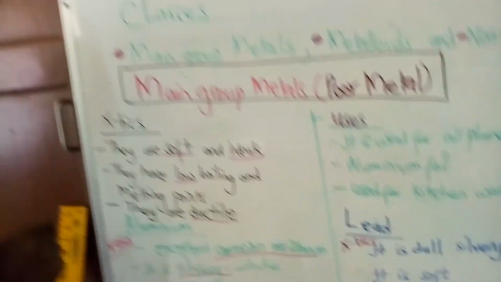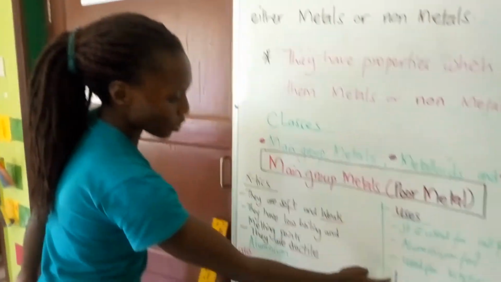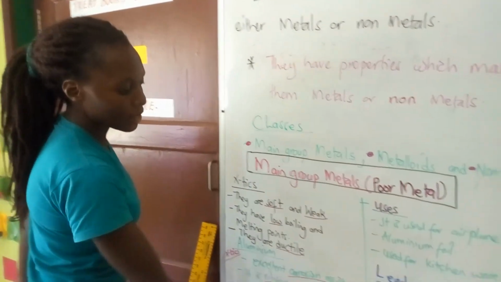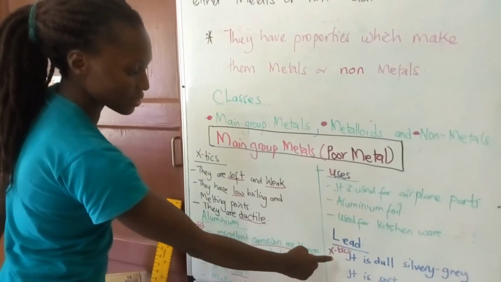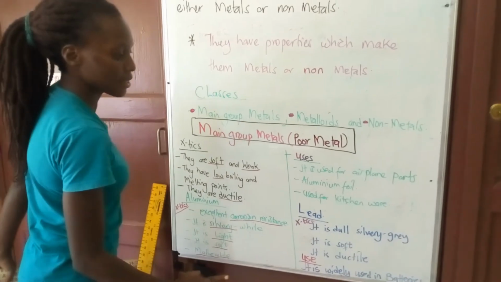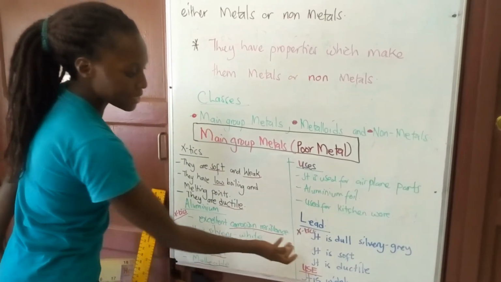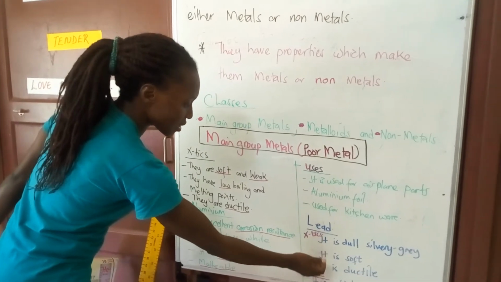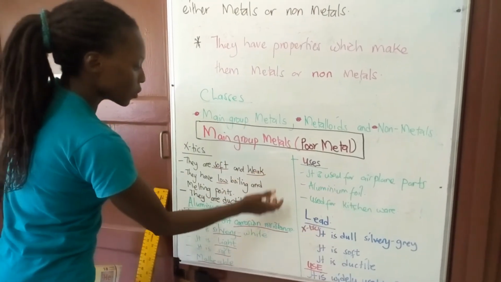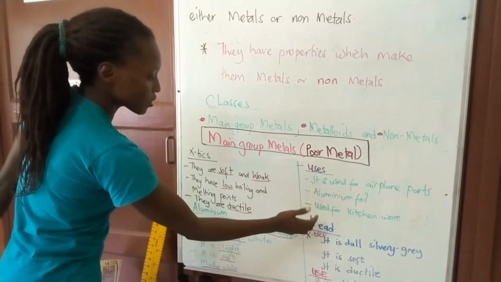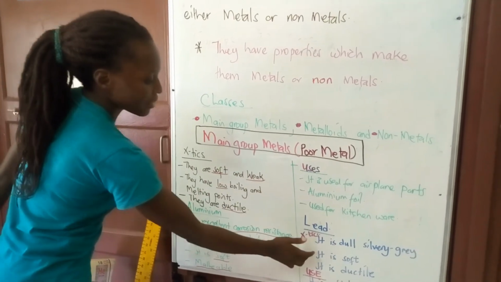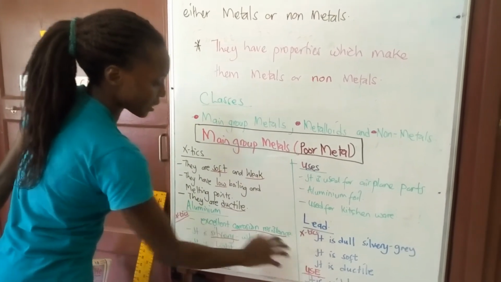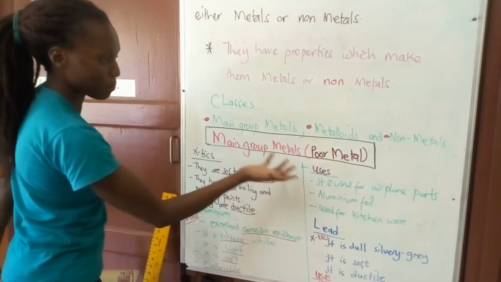Then next, we are going to look at lead, which is also one of them. And lead has characteristics of being dull. It's dull and silver gray. It is also soft and ductile. You will take it that these characteristics look the same as these ones, simply because these are examples of these ones. So most of them are soft and ductile. That is the main characteristic of the poor metals.